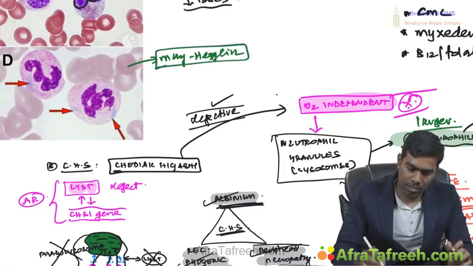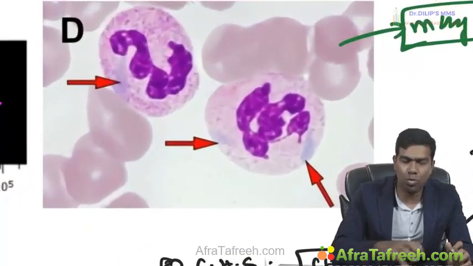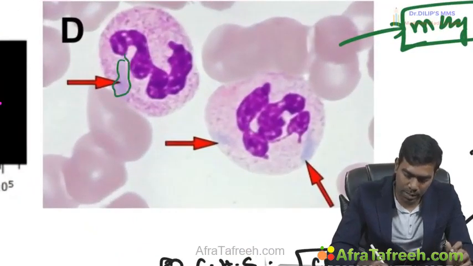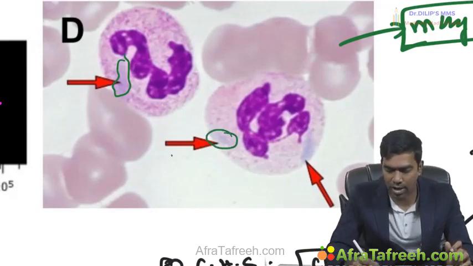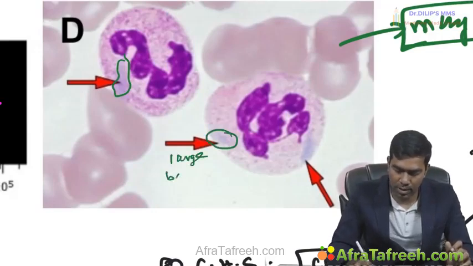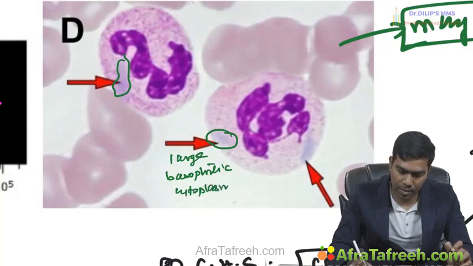May-Hegglin anomaly. What you can see here, if you zoom in, are these very large basophilic inclusions. These are cytoplasmic inclusions, isn't it? Large basophilic cytoplasmic inclusions in the neutrophils. They generally resemble Döhle bodies.